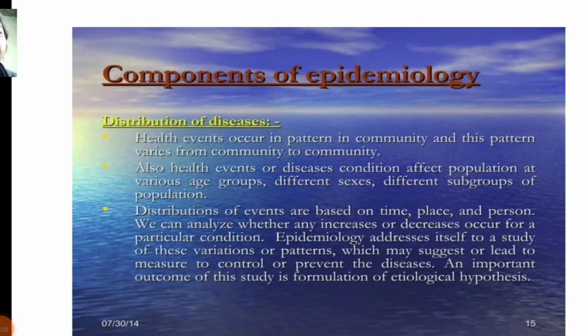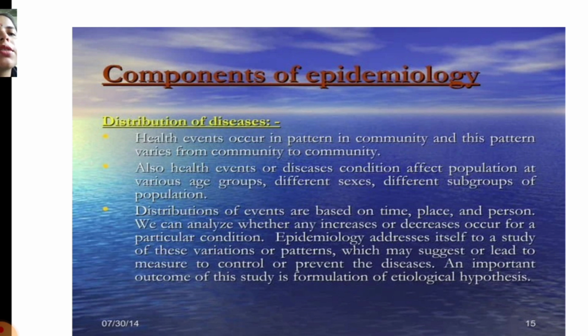In today's class, I discuss my next topic, that is the components of epidemiology. The distribution of the disease. First, health events occur in patterns in a community, and this pattern varies from community to community. Also, health events or disease conditions affect the population at various age groups. The different subgroups of the population, distribution of the events are based on time, place, and persons.